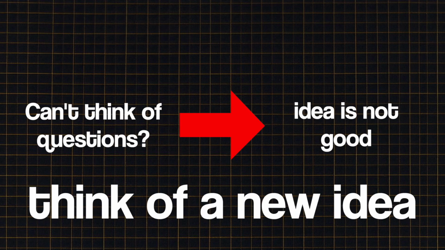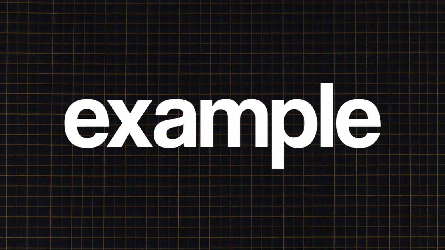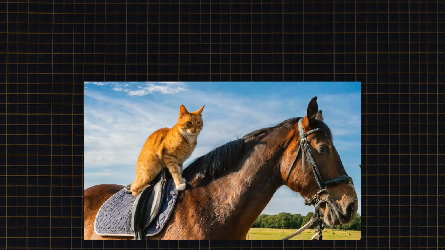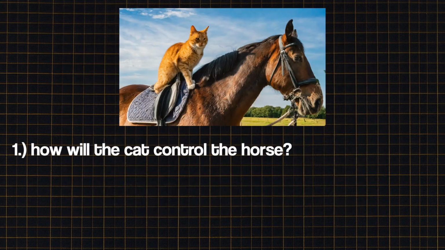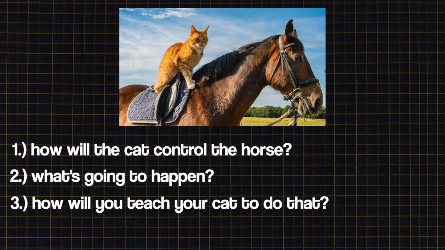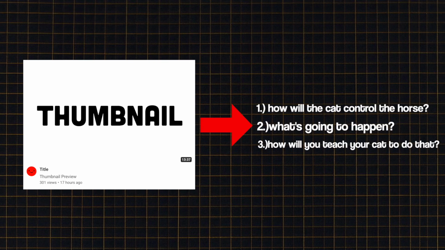In that case, come up with a new and better video idea, and then try coming up with the questions again. Here's an example. Let's say my video idea is about teaching my cat to ride a horse. Now this is a pretty extreme idea, but immediately some questions pop to mind. Like, how will the cat control the horse? What's going to happen? How are you going to teach your cat to do that? These questions are going to be raised by the thumbnail and title, and you should answer them in the video.